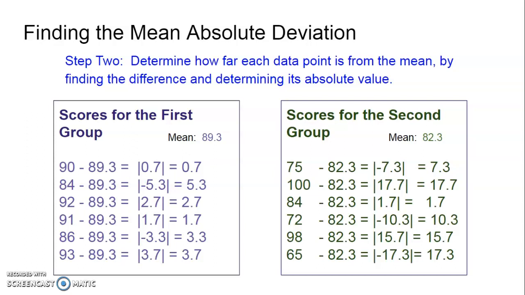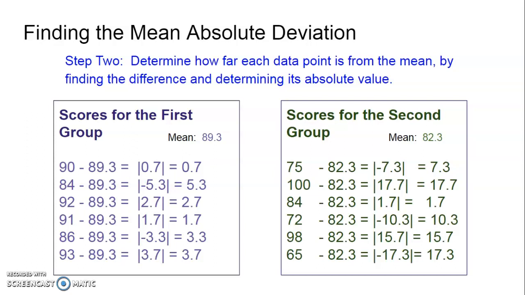We want to determine how far each data point is from the mean. And we do that by finding the difference and determining its absolute value. So remember, absolute value is the distance that a number is from 0. In this case, absolute value is going to be the distance that a student's grade is from the mean. But since it's a distance, we want to just do an absolute value. We want to get any positive or negative signs out of there, right? Because what we're trying to do is get the average distance that the grade is from the mean.